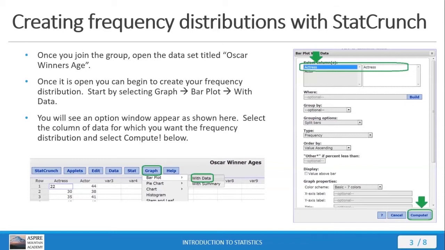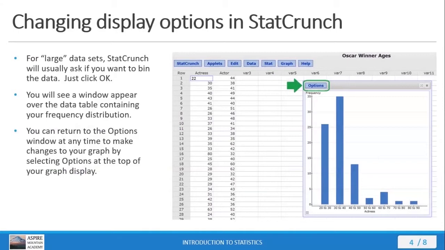Don't be surprised if you get what looks like an error message. It's just StatCrunch seeing a huge data set and asking you if you really want to go forward. Just go ahead and click OK. You'll then see a results window containing your frequency distribution.